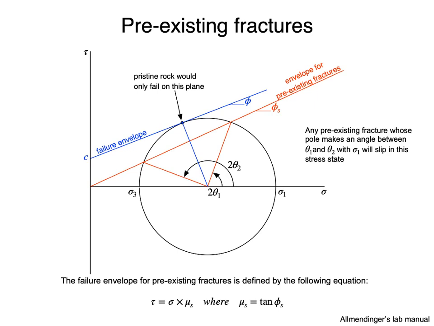Pre-existing fractures often have low to zero cohesion. Therefore, the envelope for pre-existing fractures starts at the origin. The slope of the failure envelope for pristine rock is phi, and the slope of the failure envelope for pre-existing fractures is phi s. The equation that defines the failure envelope for pre-existing fractures is tau equal to sigma times mu s, where mu s is the tangent of phi s.